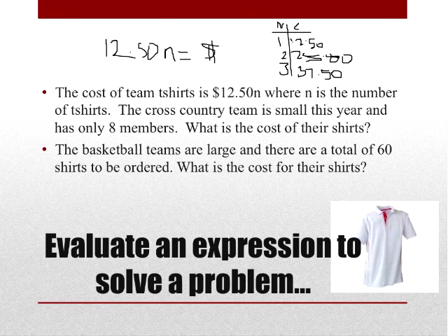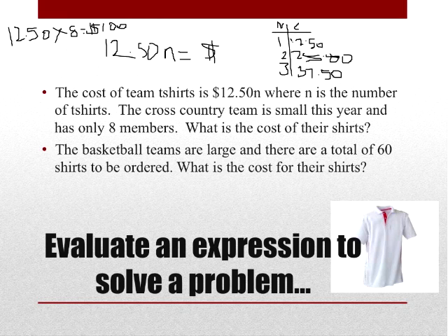So all we have to do then is take our calculator and use it. Right? And we do $12.50 times 8. Now $12.50 times 8 is done on my calculator. So for the cross-country team, the total cost of the shirts is $100. And of course, because this is a problem, I would make sure that I wrote down that the cost of the shirts for the cross-country team is $100. So that's what I would do.